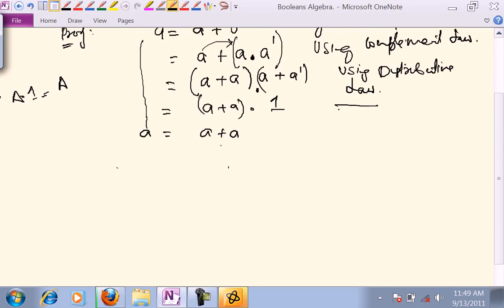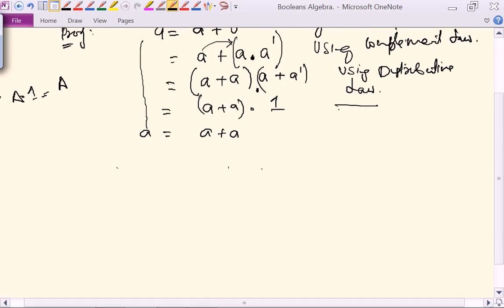So similarly we have the next theorem, that is a and a is equal to a. That if you do a and a, that will be equal to a, right? A or a is equal to a, and a and a is also equal to a. So we need to prove it.